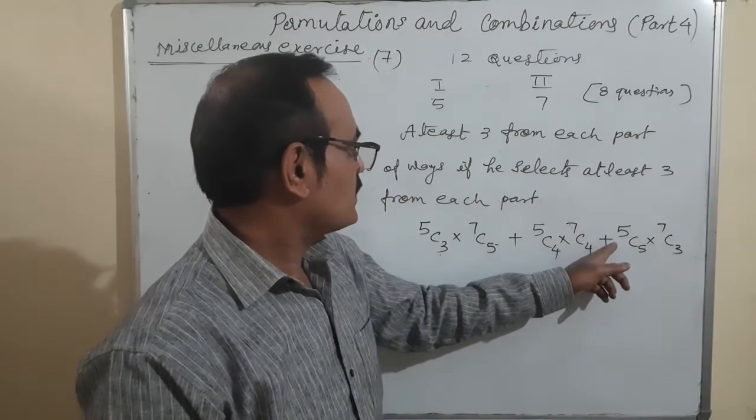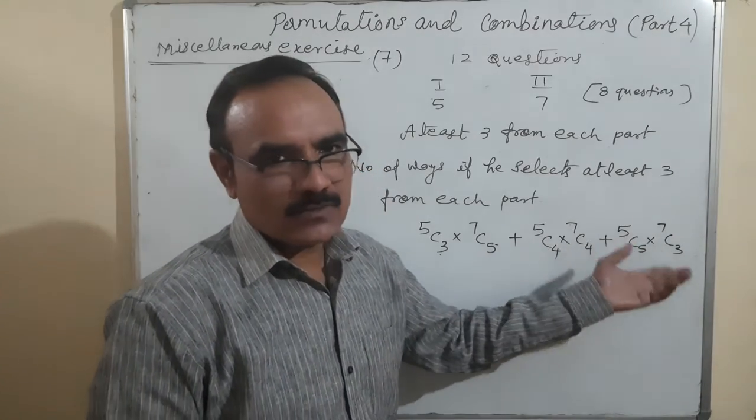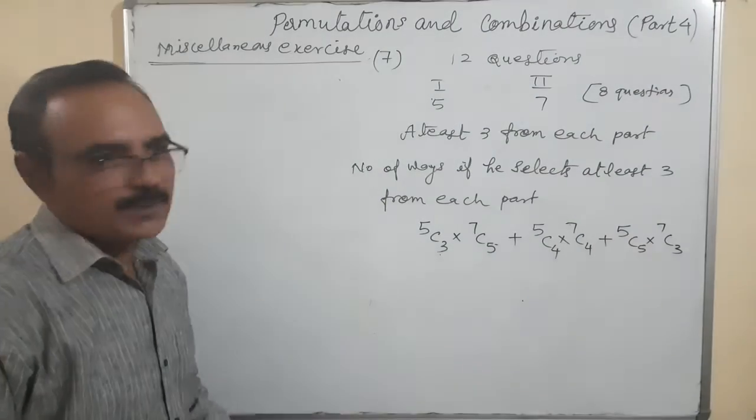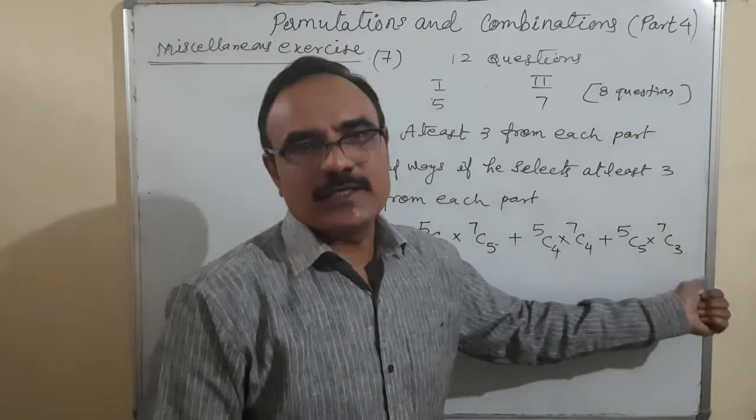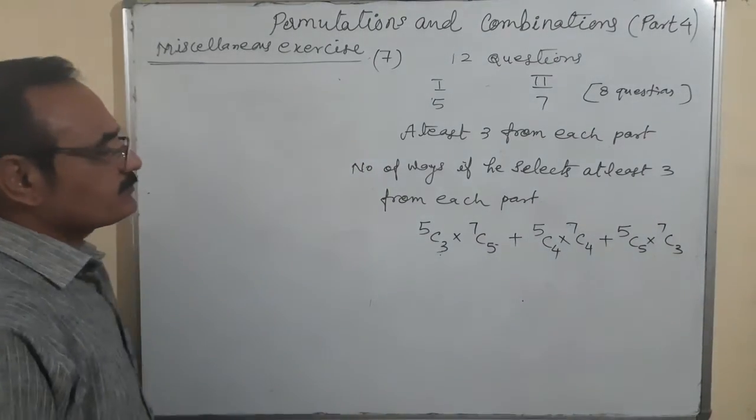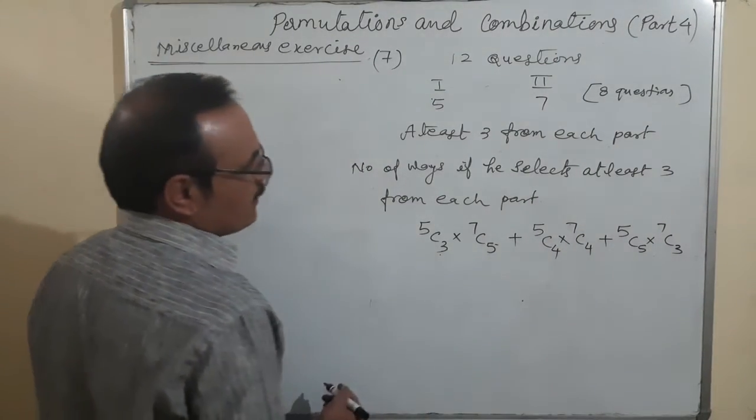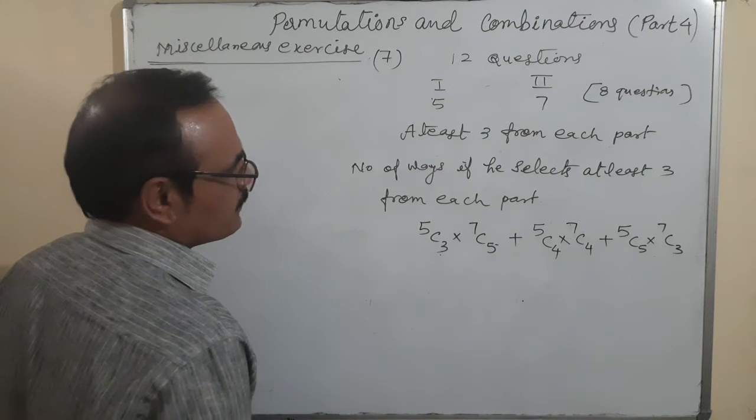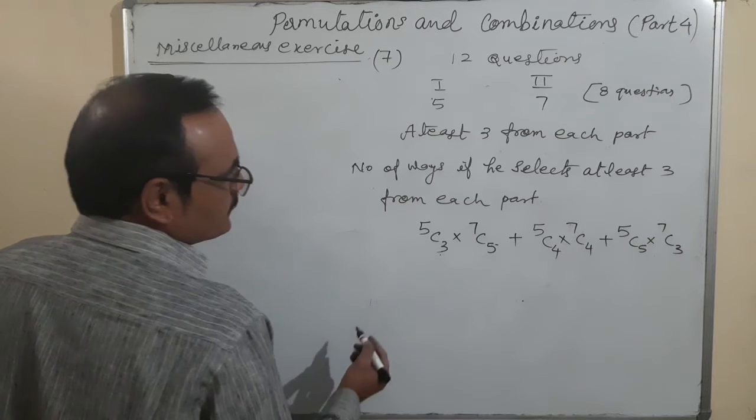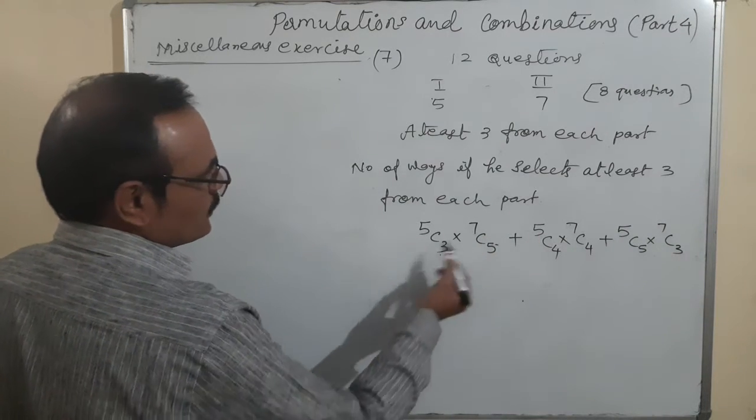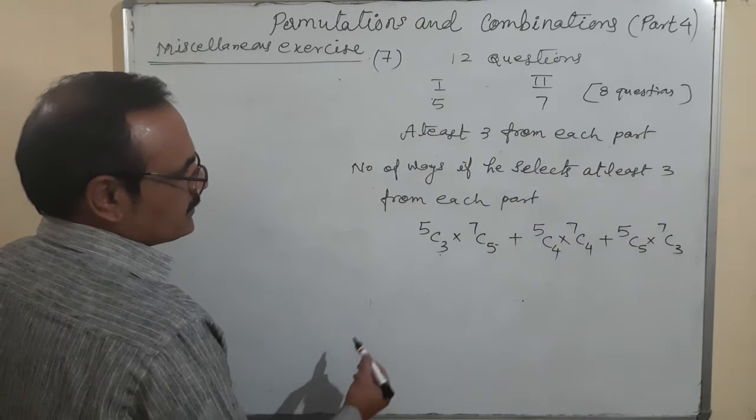Suppose I use the term 5C5. 5C6 cannot be possible. 5C2 cannot be possible. So there are 3 possible conditions. Okay. These are the total number of ways: 5C3 times 7C5, 5C4 times 7C4, 5C5 times 7C3. So we'll solve these terms.